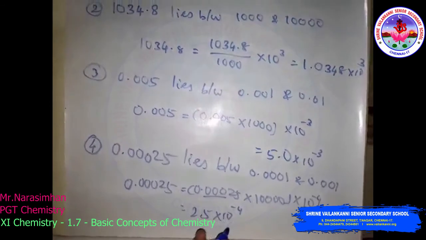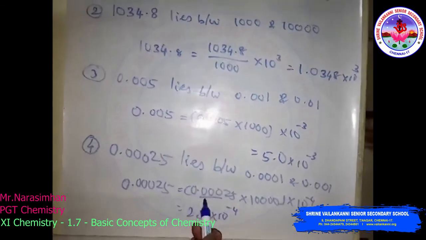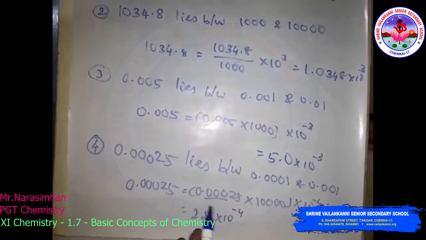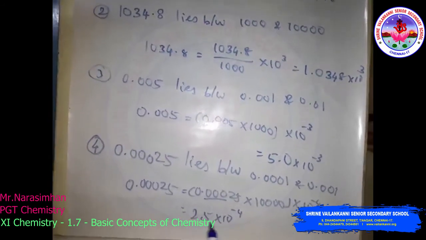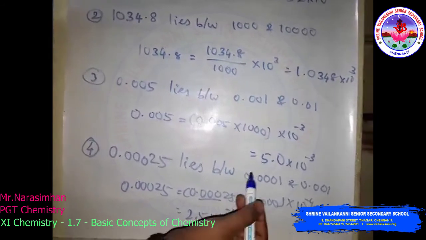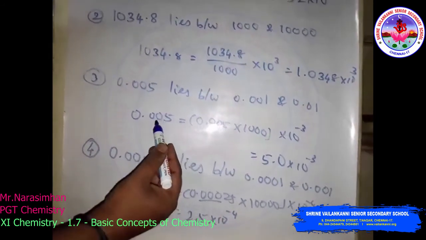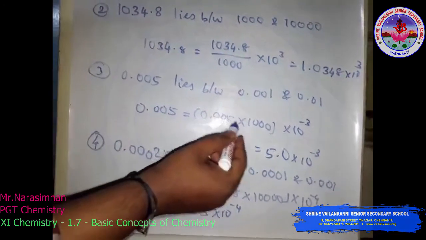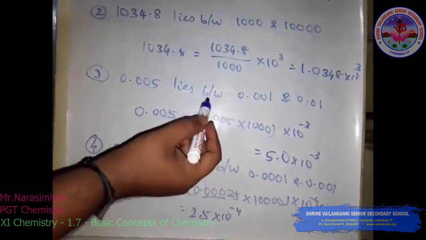You can follow a trick here. Just count the number of zeros here: 1, 2, 3, and add one, so 3 zeros gives 10 power minus 4. Here with 2 zeros, simply 10 power minus 3. Simply you can write the full number value. Okay, students.